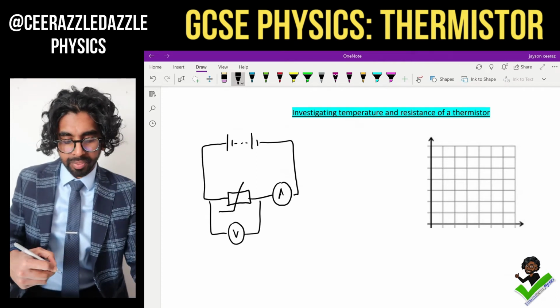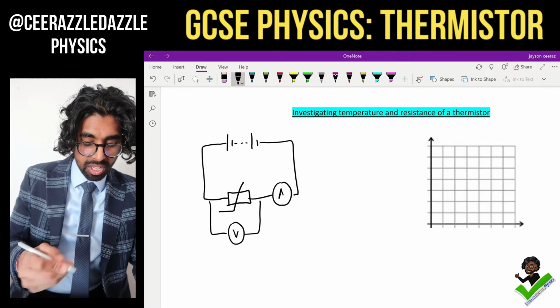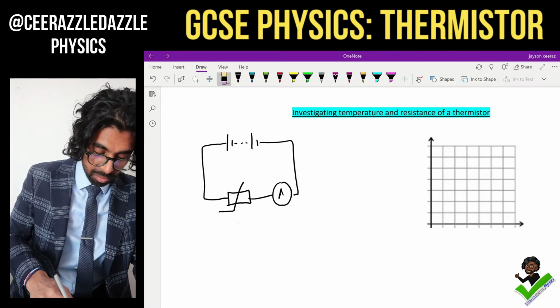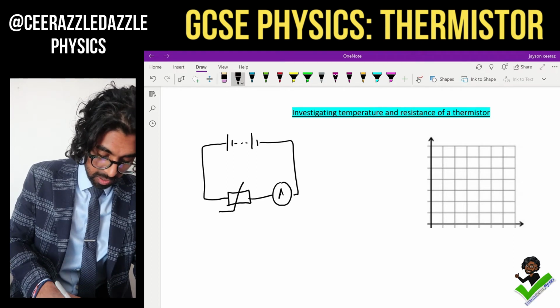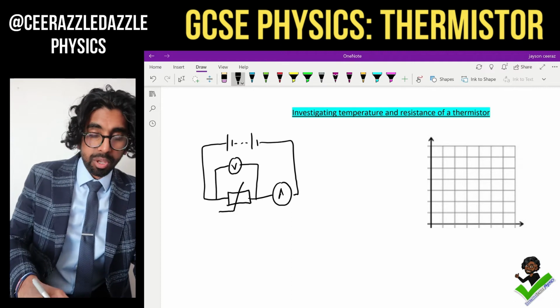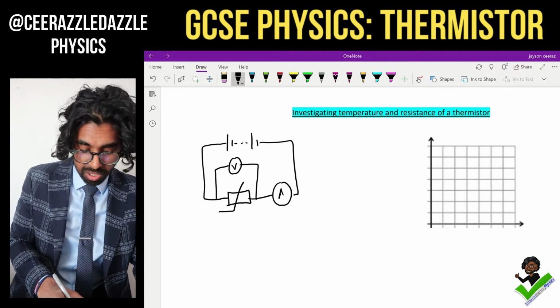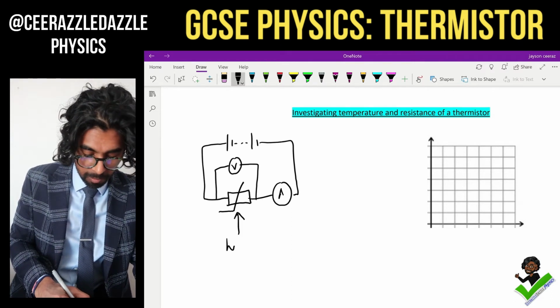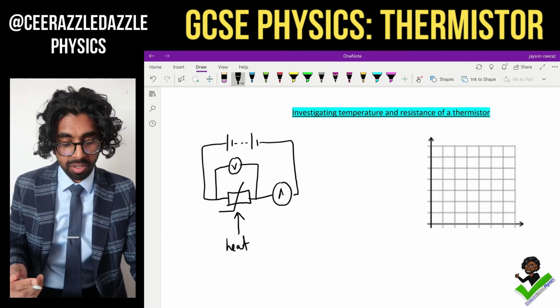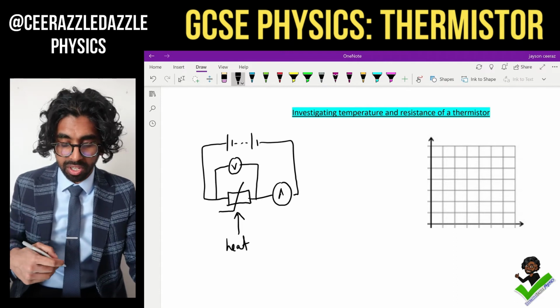Now, let's say I was to heat this whole room up. So let's put the voltmeter around over here. There we go, the voltmeter's around it. Now we're going to heat that thermistor. So let's heat up the thermistor. So what happens when we heat up the thermistor? Well, we know that the resistance of it will change.